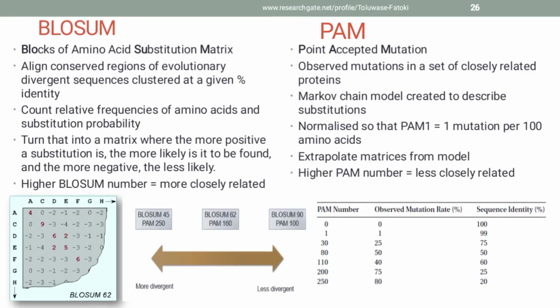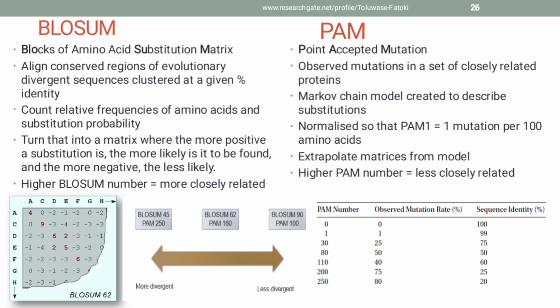As for PAM, which is the point accepted mutation matrix, it helps us to observe mutations in a set of closely related proteins. It makes use of a Markov chain model to determine the kind of substitution that takes place. Okay, so it normalizes so that PAM1 is equal to 1 mutation per 100 amino acids. That is how it works. One mutation per 100, and then PAM1 is the one that can help us determine that.